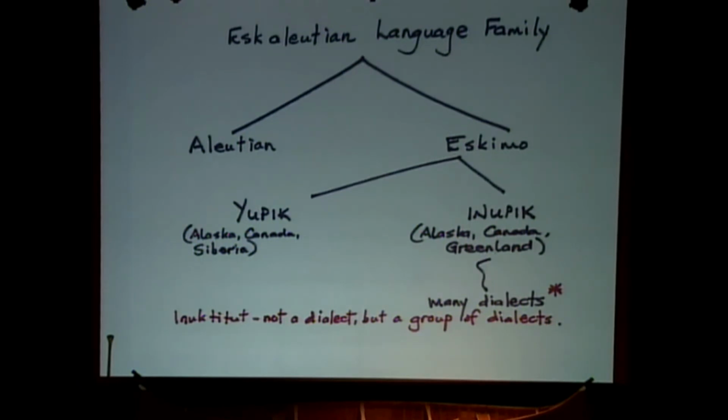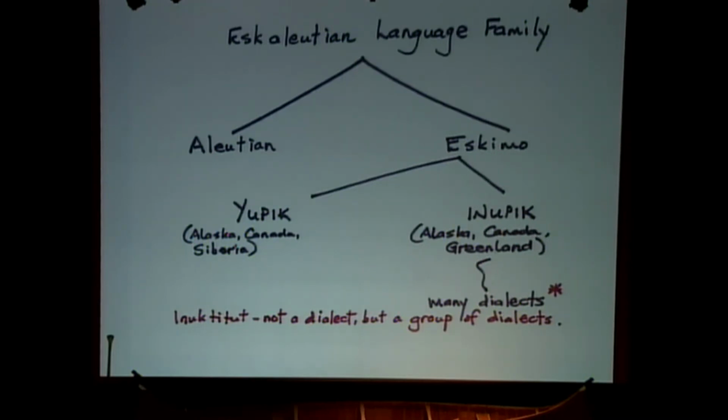Inupik is spoken in the northern part of Alaska, Canada, and Greenland. And it's Inupik that we're interested in. It has many, many dialects. Inuktitut is not a dialect, but a group of dialects. It's the word used to describe most of the dialects in eastern Nunavut, but not the copper mine area. That's Inuktitut. And outside of Nunavut, west of Nunavut, not the Mackenzie Delta, which is Inuktitut. Suitably confused by now?